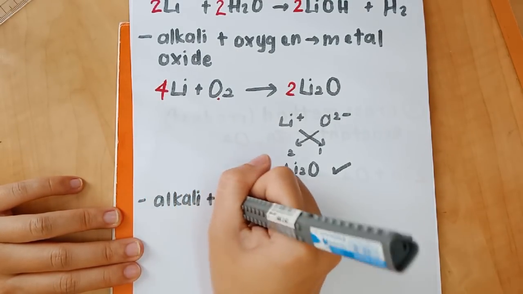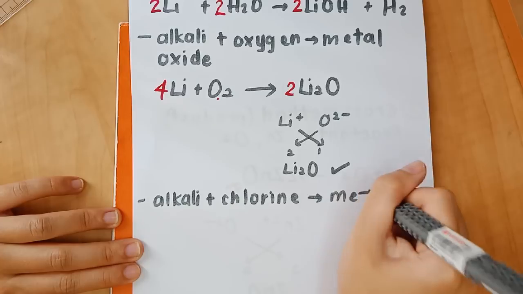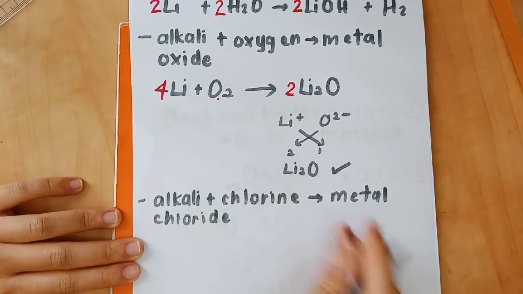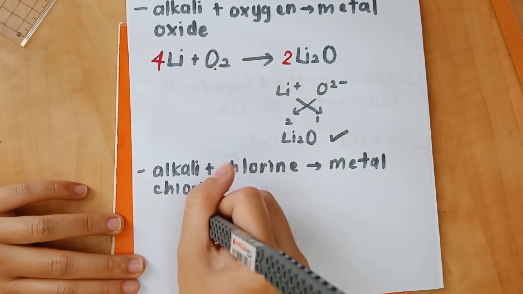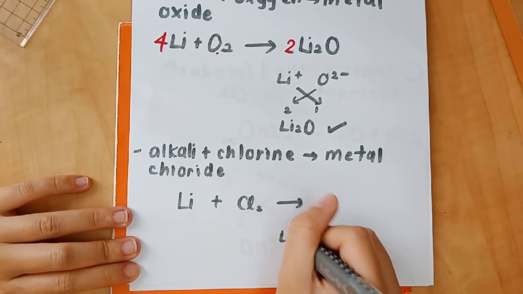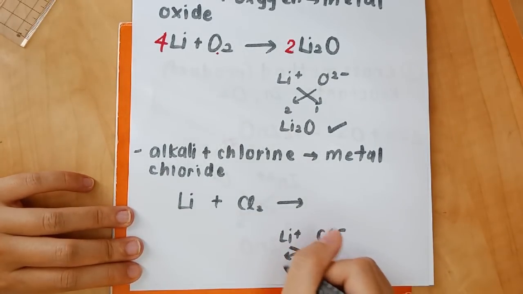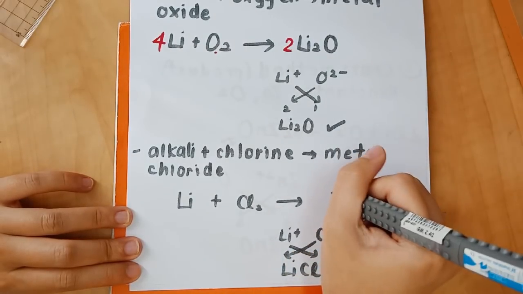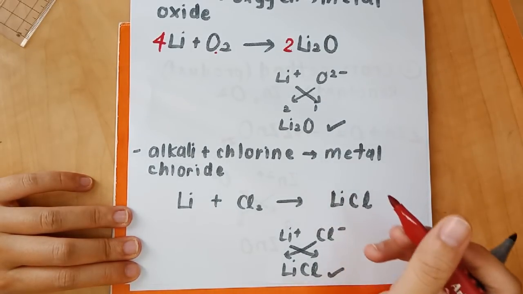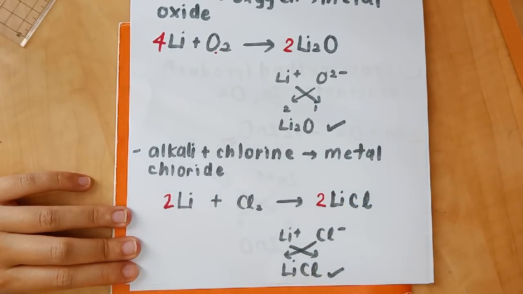The last chemical reaction of group 1 is that when an alkali metal is added to chlorine, a metal chloride will be produced. And I'm again using Li as an example. So Li plus Cl2, and to determine the product, I'm using the cross method again. Li plus, Cl minus, when they cross, they'll cancel each other, so you get LiCl. Once you know the product, just balance the chemical equation like you would balance any other chemical equation. So there are 2 Cl, so multiply by 2, and you'll end up with 2 Li, so multiply Li by 2.